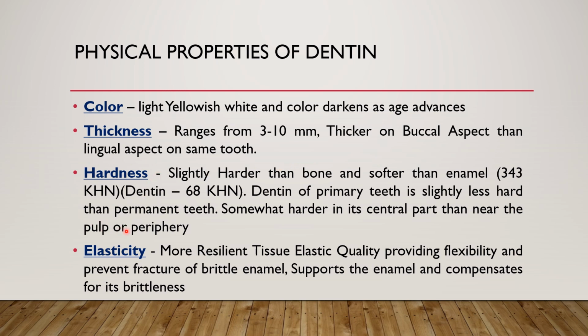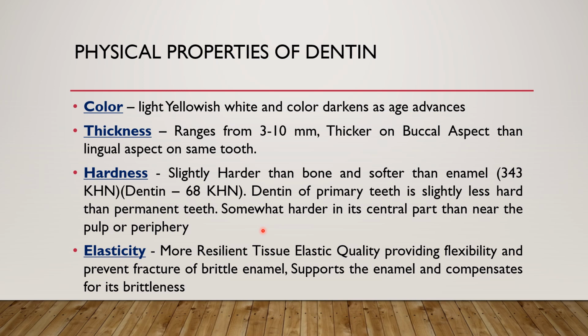Now, hardness. Hardness is one of the most important aspects of dentin. It is slightly harder than bone and softer than enamel. KHN, the Knoop hardness test, is a parameter to measure the hardness of any substance. The Knoop hardness number of enamel is 343, whereas dentin is 68. So you can make out how much harder the enamel is than the dentin.